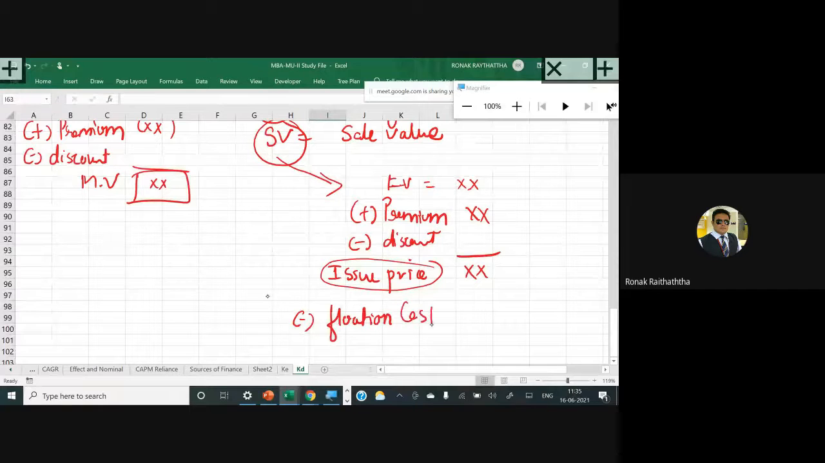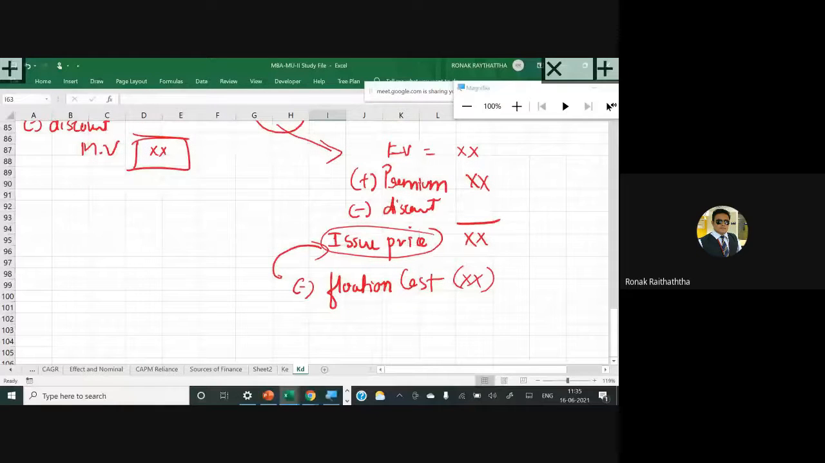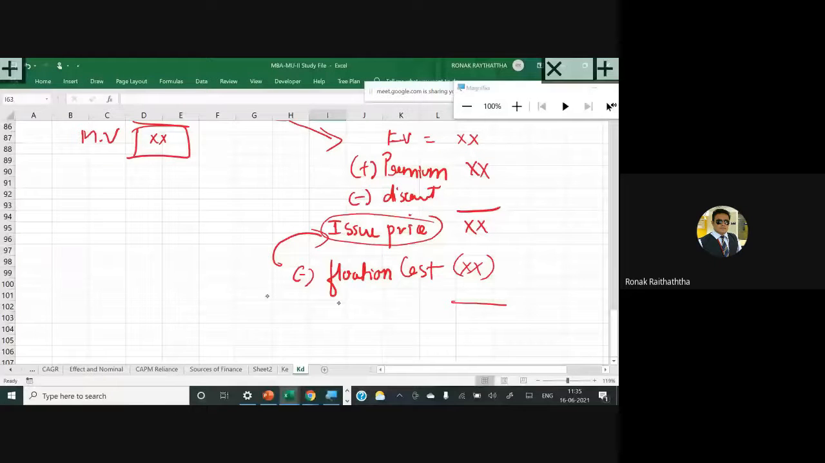Now flotation cost is always on the issue price. So flotation cost will always be reduced because that money you are not receiving. You will have to incur this as a company. So you get the sell value. So we have derived all the formulas logically. Now you may refer to the formula chart.